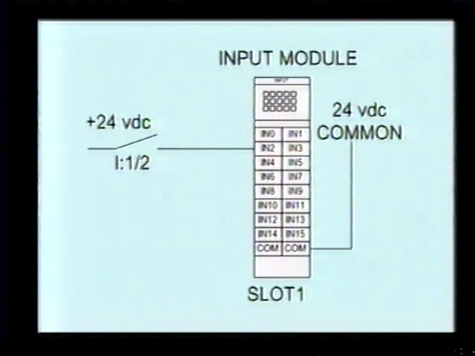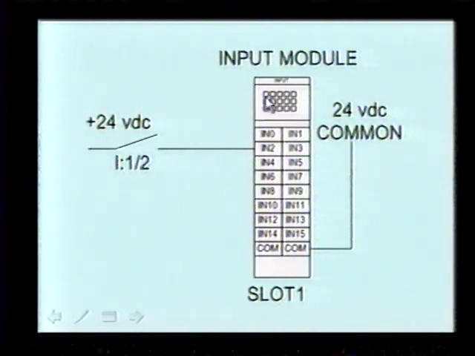This is a sample of an input module. This is a 16-bit input module, such as a 1746-IB16. On this side you've got your input. It's a 24-volt DC input that goes into input 2. Whenever this switch is closed, the corresponding LED would be turned on. This is in slot 1. And then you've got your DC commons on the end, tied to the negative of the 24-volt DC power supply.